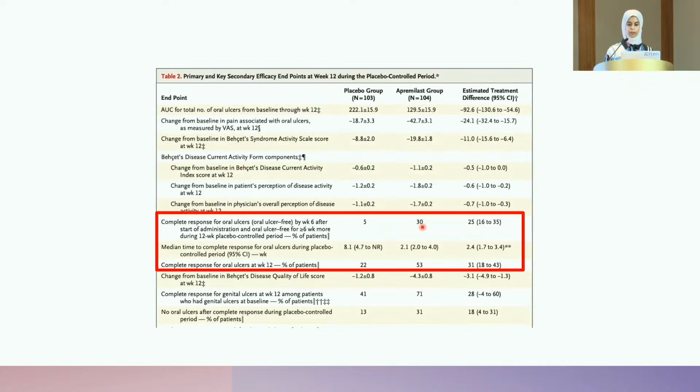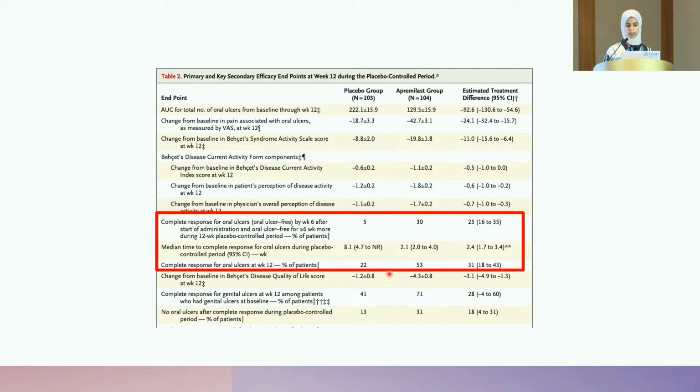So we can see here the percentage of patients who were ulcer-free by week 6, and then they continued to be ulcer-free for 6 more weeks, was 30% in the apremilast group compared to just 5% in the placebo group. And then the median time for ulcer resolution was 2 weeks in the apremilast group compared to 8 weeks in the placebo group. And then the percentage of patients who were completely ulcer-free by the end of the trial was 53% in the apremilast group compared to just 22% in the placebo group.